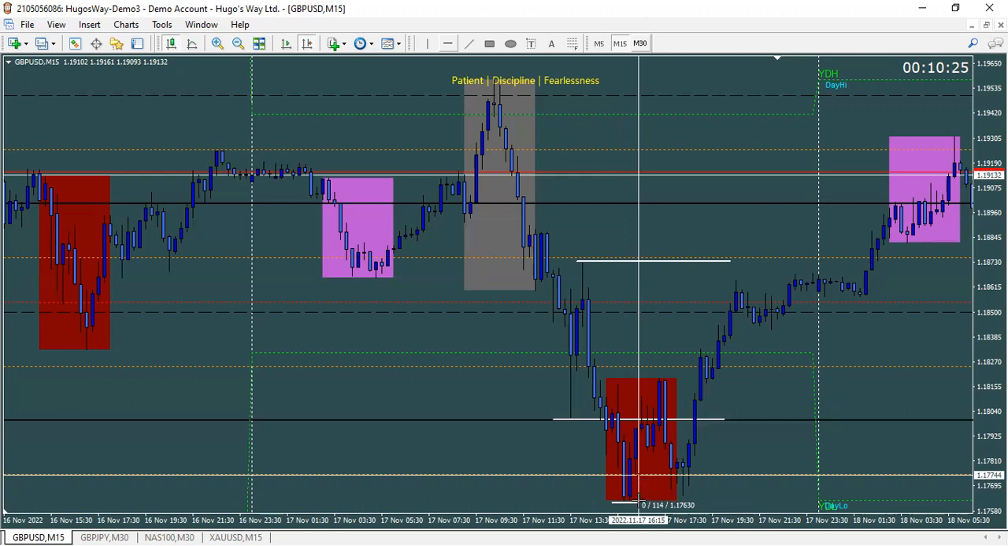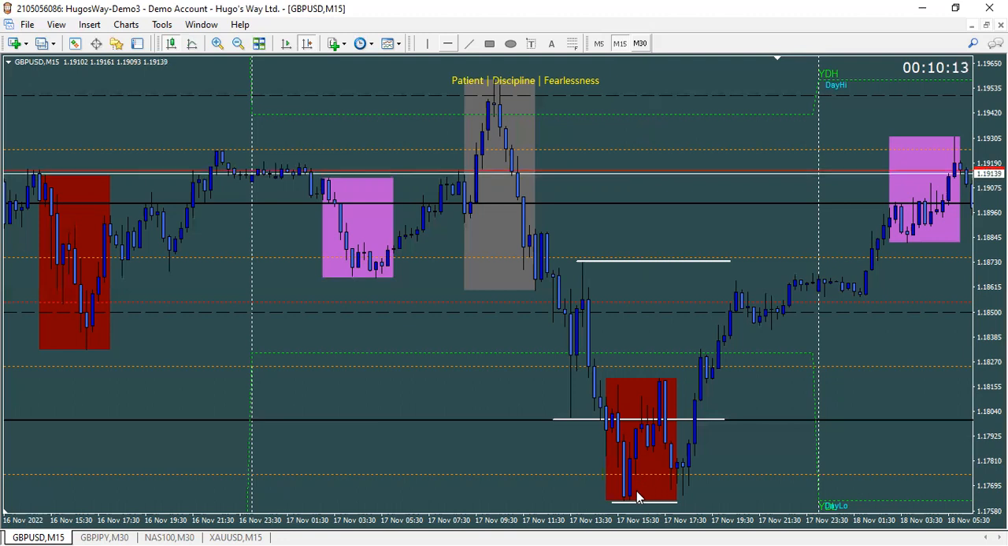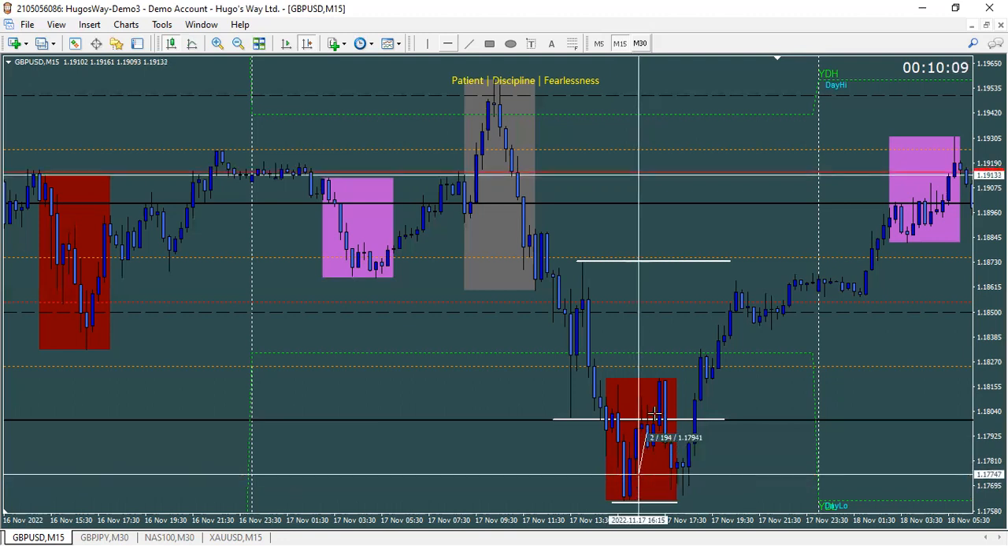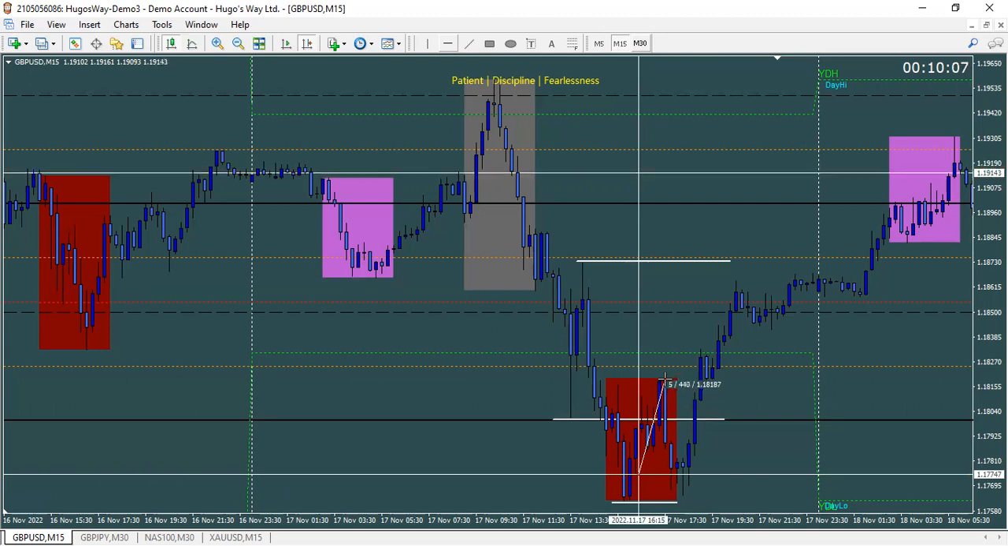My stop would have been at the low of the tweezer. Okay, or you could have just had it at the low of the day. All right, so you had about a maximum of at least 13 pip stop loss. Okay, so taking an entry here. All right, and I just rolled it up. Okay, and you got away with a good 40 some pips.